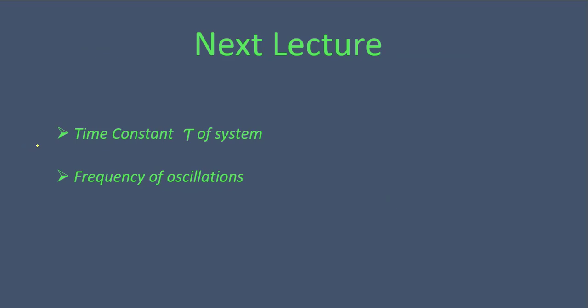In our next lecture, we will discuss from poles how we can find the time constant tau of a system, and from the value of poles how we can find the frequency of oscillations. So let us discuss these 2 points in the next lecture.